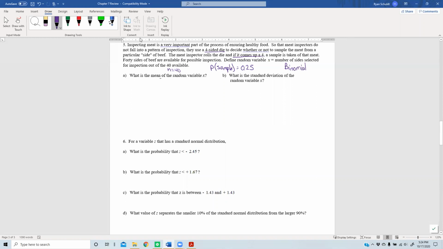So to find the mean of X for a binomial, remember that's N times P. So 40 times 0.25, which means the mu of X, the mean of X, is 10 sides. So on average, out of the 40, he'll sample 10 sides.